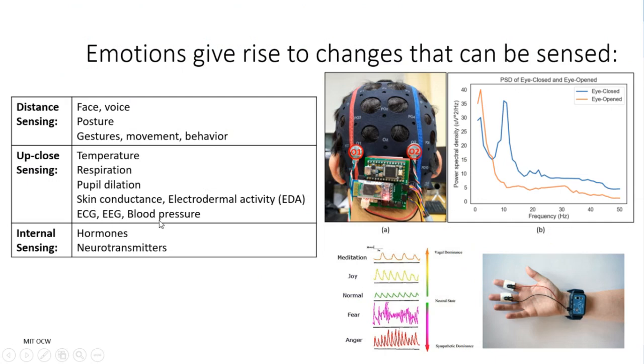Then we have blood pressure, which we can sense up close with some devices. Then we have internal sensing, that is hormones and neurotransmitters. These ones are a bit more complicated. You cannot just use a simple solution. You need something more that can detect things related to hormonal imbalance and all of those kinds of things. So extra technology. They do exist, but these are some of the ways of sensing.